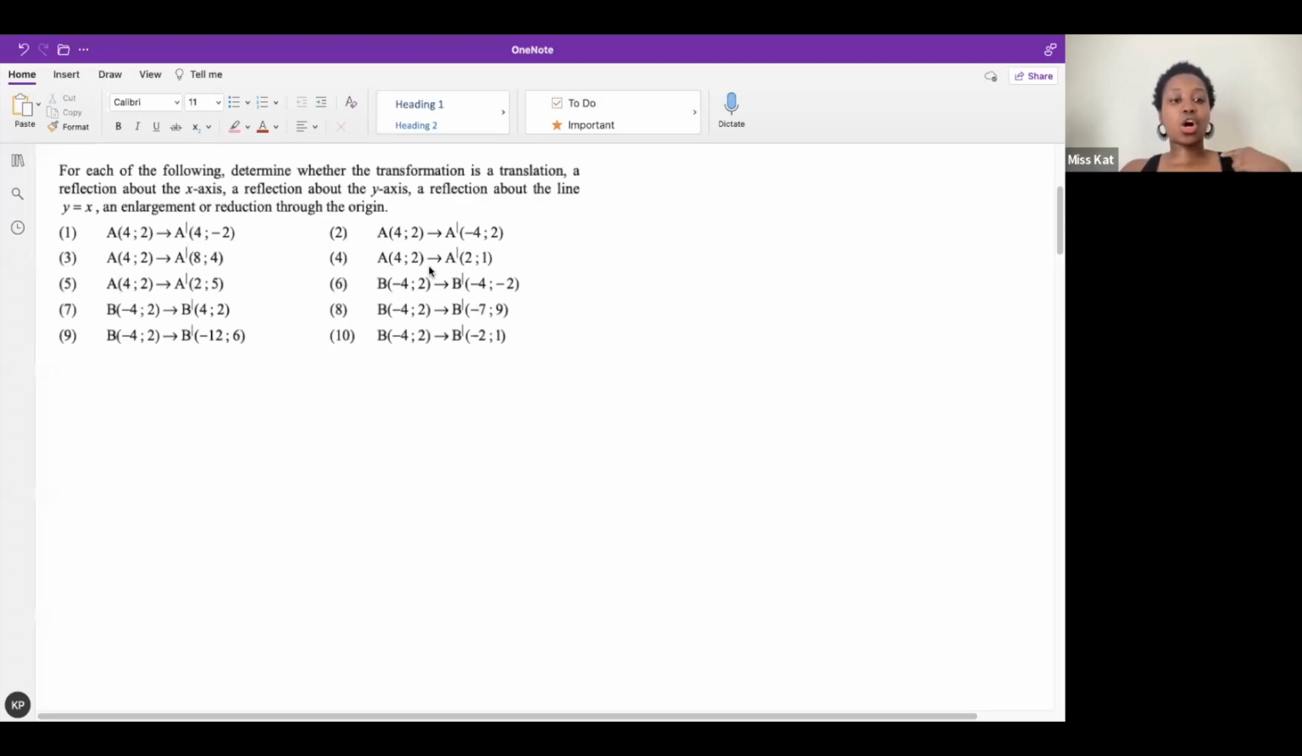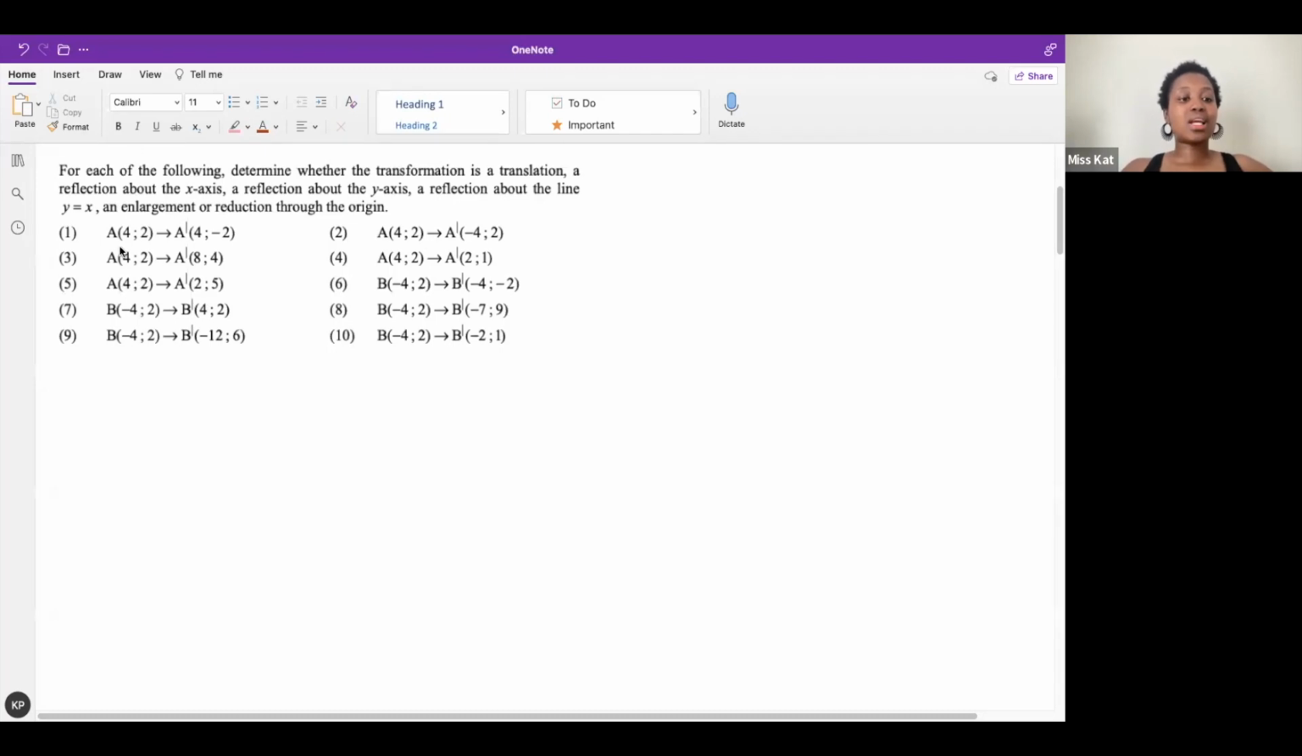You must tell me, is it a reflection? Is it an enlargement or a reduction? And if it's a reflection, where is the reflection? Is it the x-axis, y-axis, or the line y equals x? Or is it a reduction, or a translation? Translation means you're moving the shape up or down. So you guys are just going to have to tell me that.